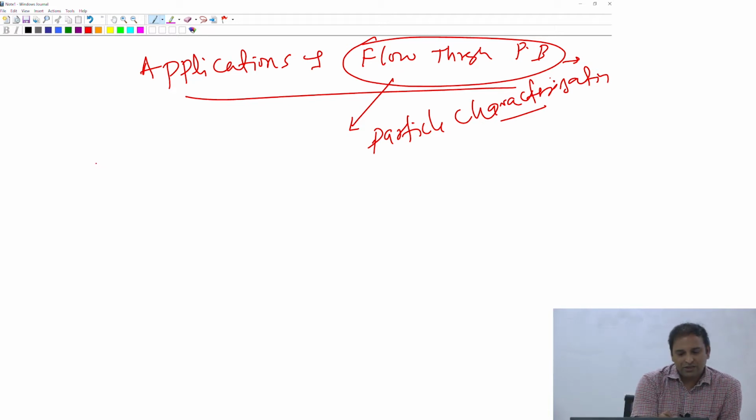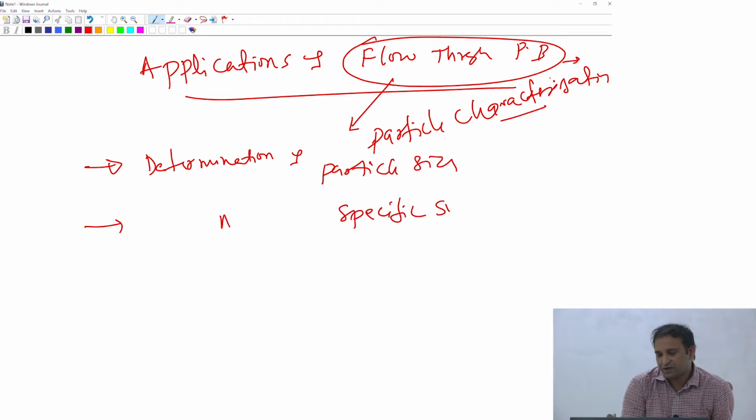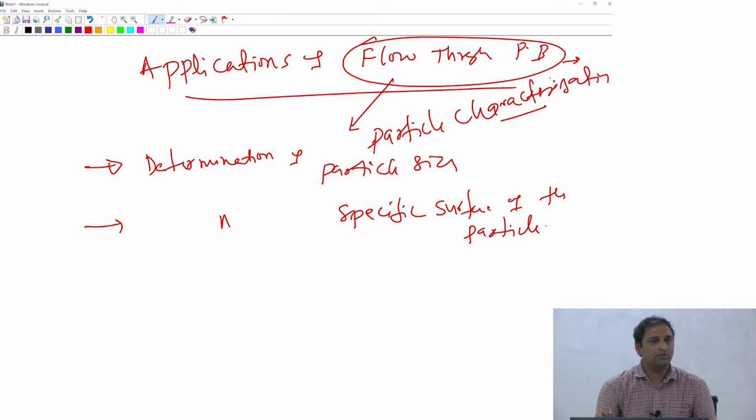So there are a couple of applications that I'm going to talk about. One is the determination of particle size. The other one is the determination of what is called the specific surface area of the particle, right.